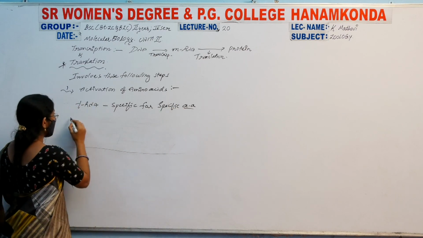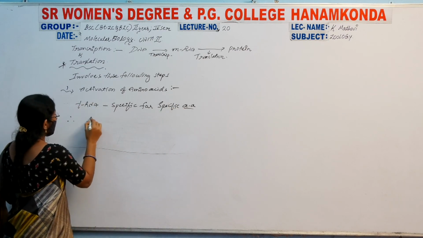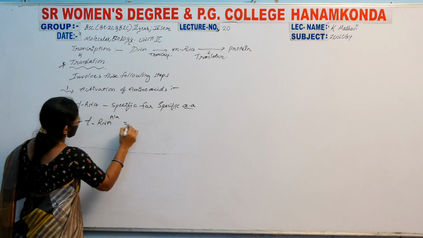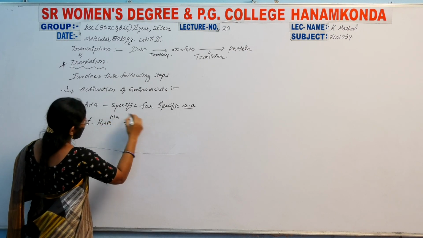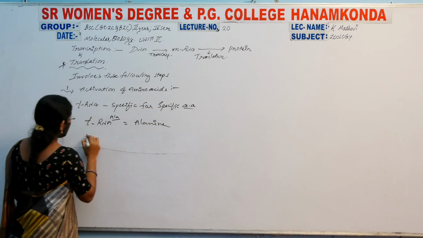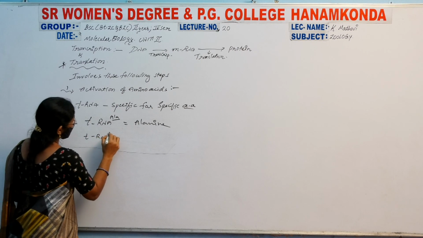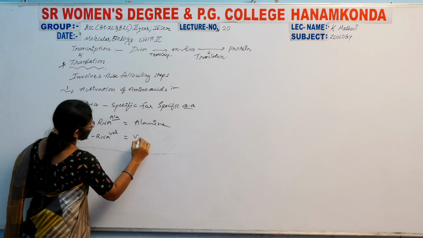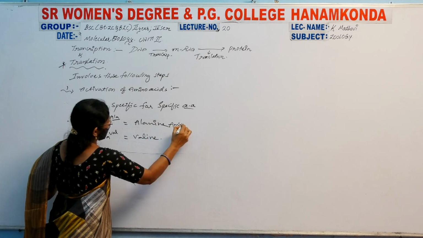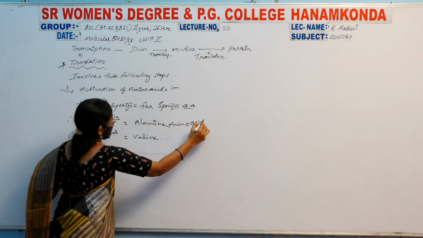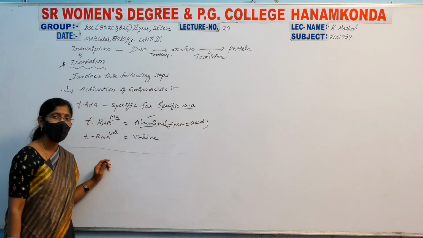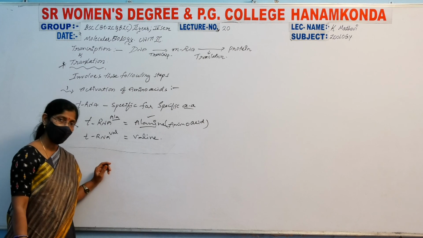For example, these are written as tRNA alanine, which means the amino acid here is alanine, and tRNA valine, which means the valine amino acid. It is a protein: alanine, valine, leucine, lysine, the essential amino acids.